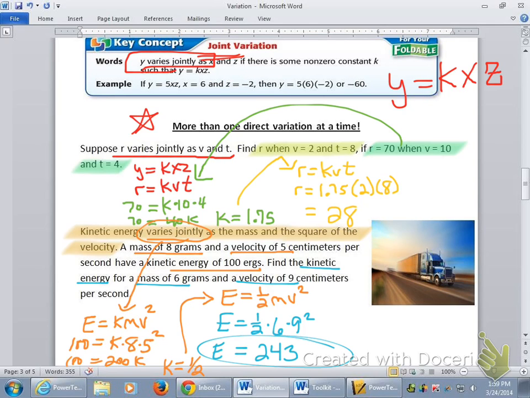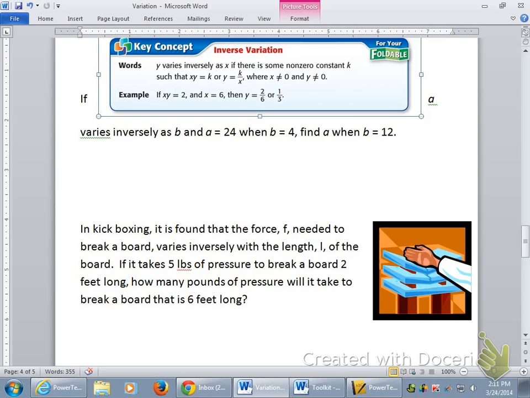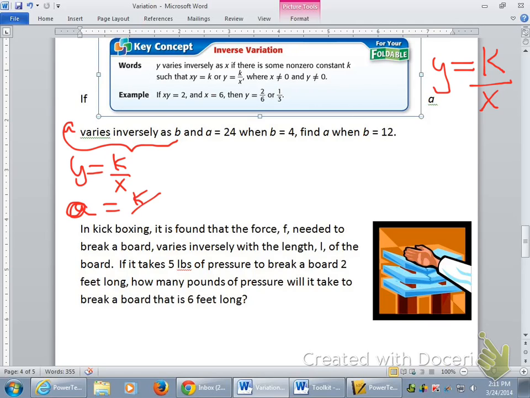All right, so here's what we're looking at. Just like before when we had direct variations, you can actually have an inverse variation, which is the opposite of it. So instead of y equals k times x, it's going to be y equals k divided by x. The x is going to be in the denominator. Yes, ma'am? As soon as you see the words varies inversely, you should immediately think y equals k over x. But this one's not k over x. It's really a equals k over b. So that's what we're going to use.